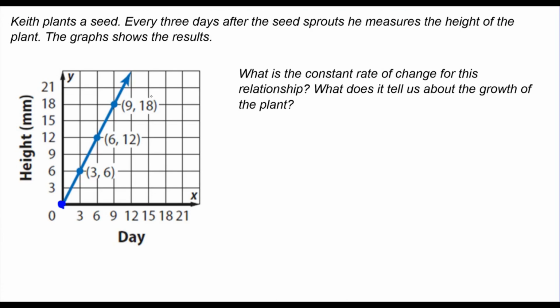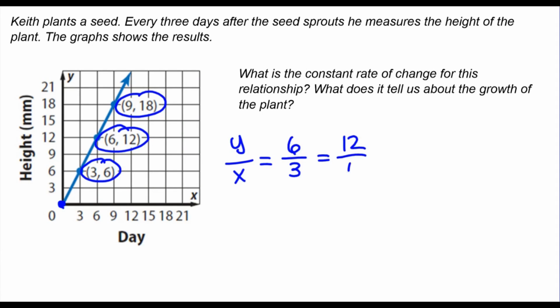So I can use any one of these points: 3 days, 6 millimeters; 6 days, 12 millimeters; or 9 days, 18 millimeters. I can use any of those to find my constant rate, or my unit rate. And it's going to be the y value divided by the x value. So I could pick the first one and take 6 divided by 3, or the next one, 12 divided by 6, or the next one, 18 divided by 9. I could choose any one of those because these are all equivalent ratios, which they all equal 2, and that's 2 millimeters per day, because my y value is millimeters, my x value is days, so that's millimeters per day.